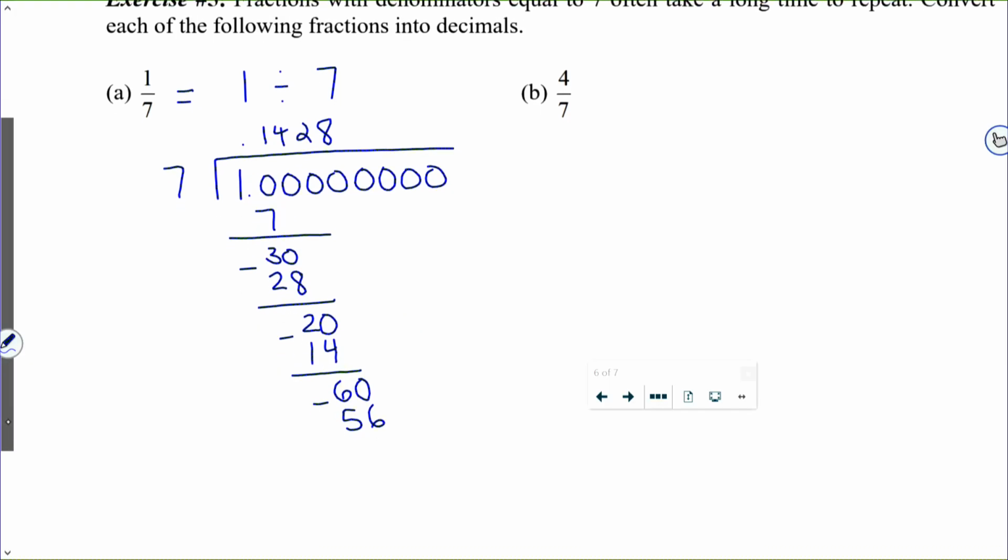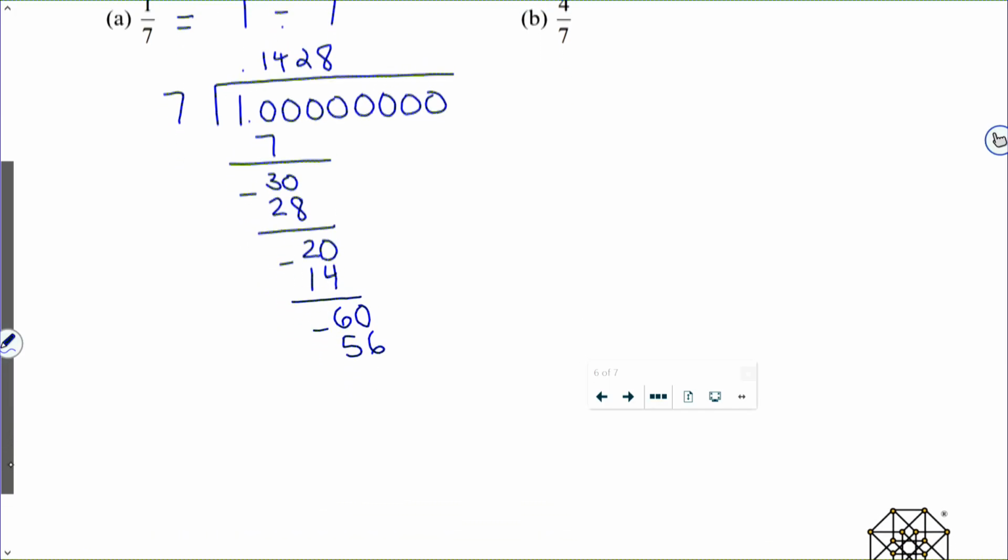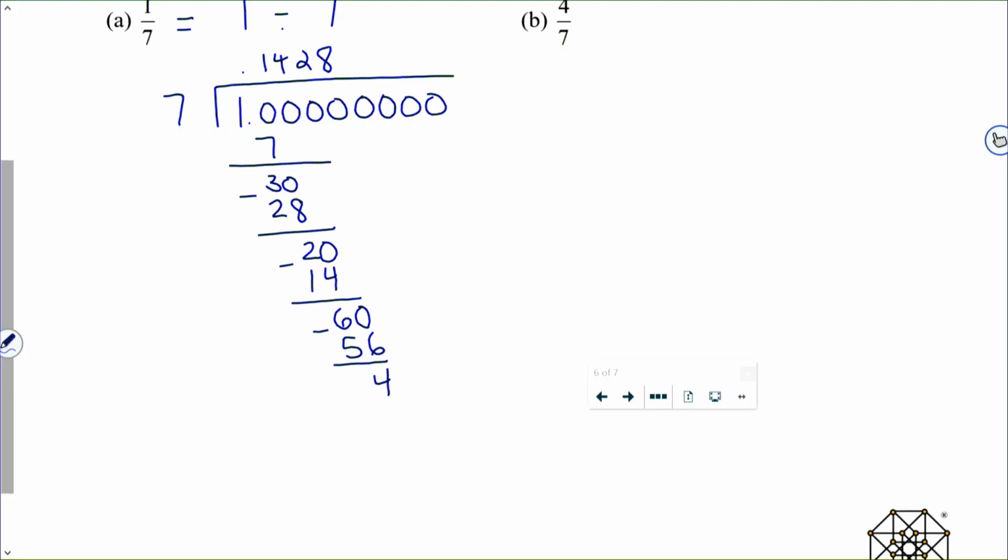Subtract, I'm going to have to move my board up. Look at that. That's how much room I need. Subtract, I get a 4. Still no repetition. Drop 0. How many times does 7 go into 40? That's going to be 5 times, which is 35. Subtract, I get a 5. Still no repetition. Drop the 0.